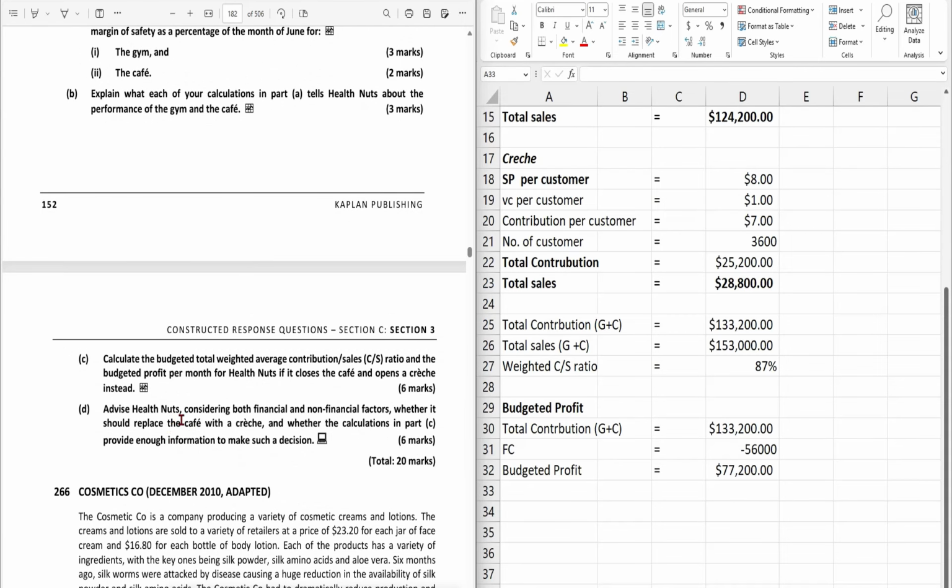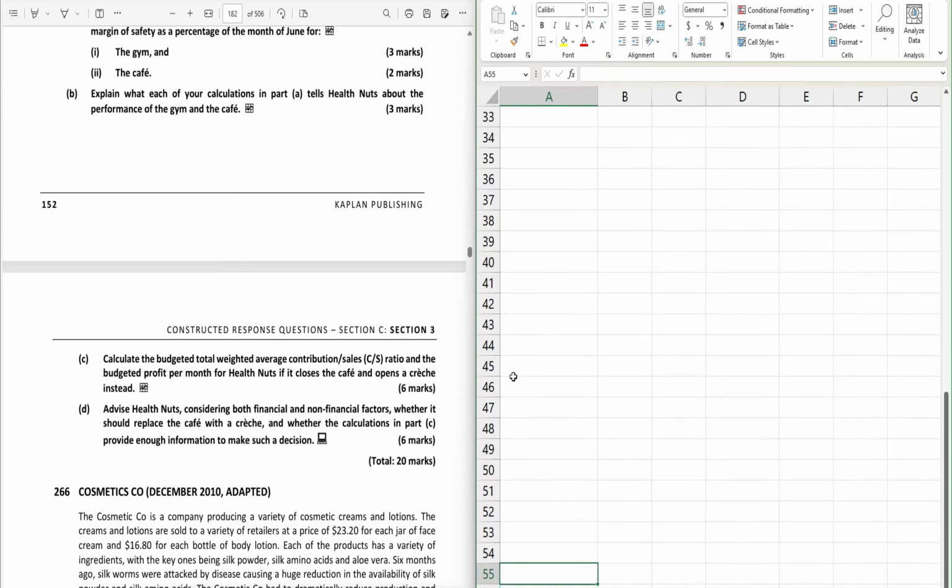Okay, so now D. Advise Health Nuts, considering both financial and non-financial factors, whether to replace the cafe with the crèche, and whether the calculation in part C provides enough information to make such a decision. In the PM paper you must know how to explain the figures you have calculated, and the non-financial information. So this is very important for the PM, right? Not only is calculation important, you must know what it means. So let's have this requirement D.